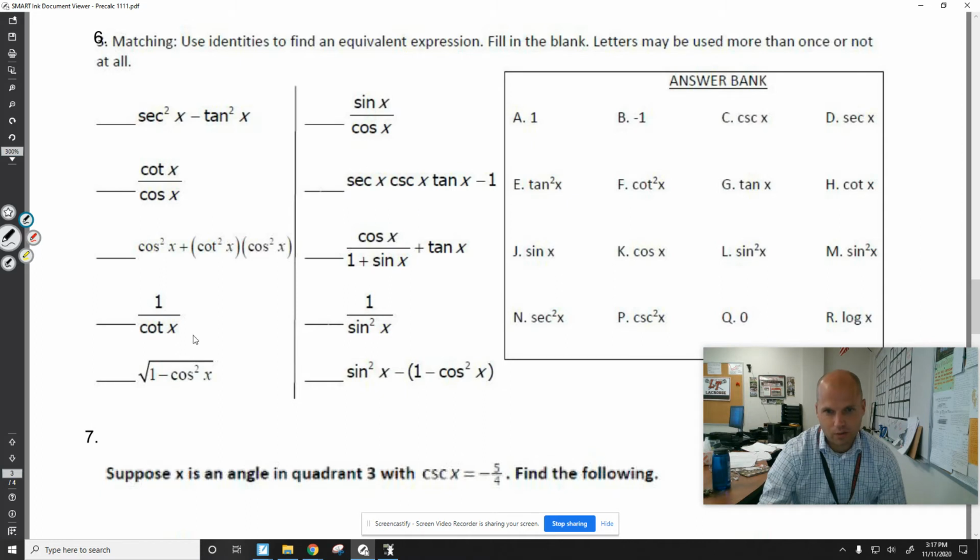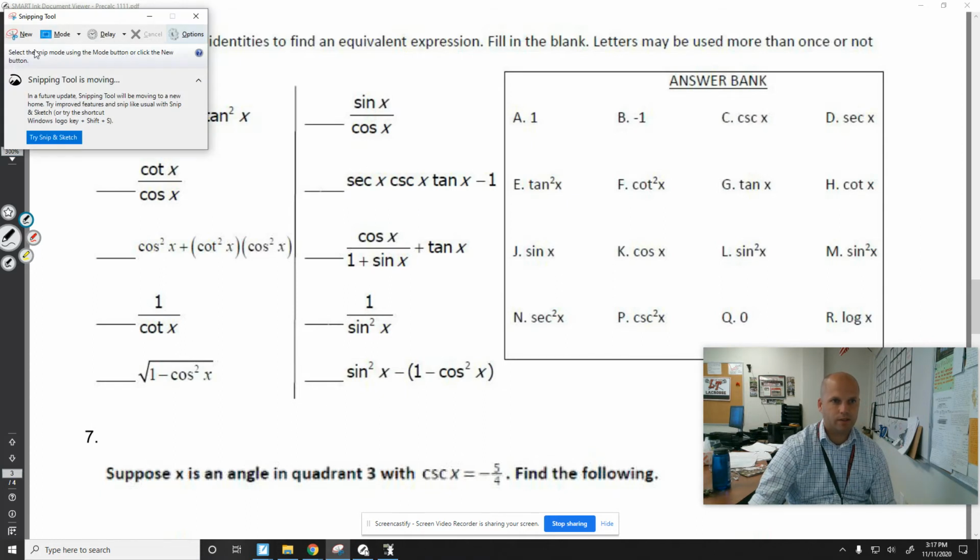What do these equal? I need some space here, guys.